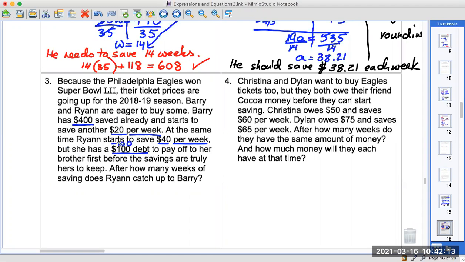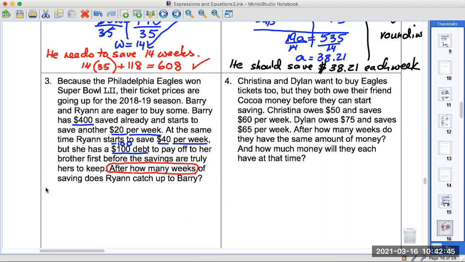Debt means negative number. To pay off to her brother first before the savings are truly hers to keep. Here's the question, underline it. This is where you identify your variable. After how many weeks of savings does Ryan catch up to Barry?